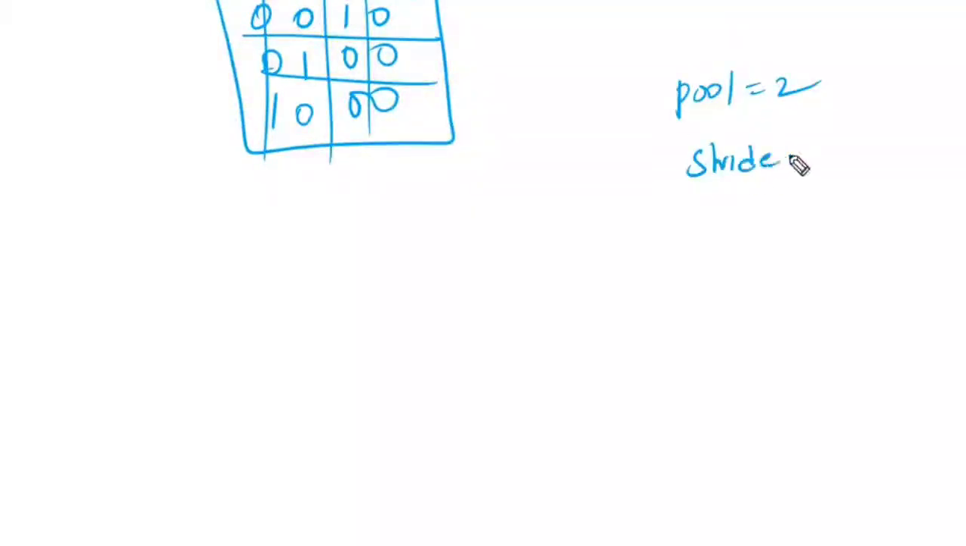Okay. Now I am having this one. For this, if I apply pool size 2 with stride equal to 1, and pool size 2 with stride equal to 2, what is the difference between these two? First, pool size 2 with stride equal to 1.